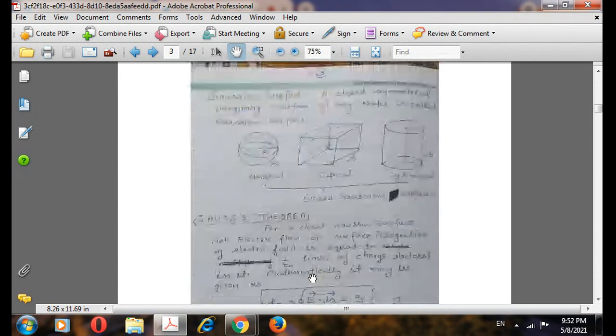Now Gaussian surface. There are different kinds of Gaussian surface. A closed symmetrical imaginary surface of any shape is called a Gaussian surface. A Gaussian surface may be spherical, cubical or cylindrical, etc.